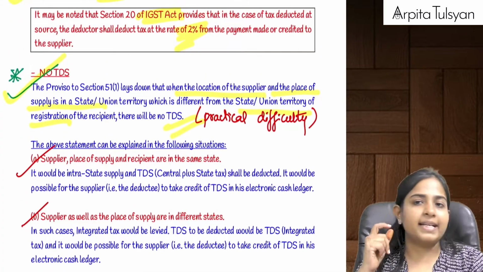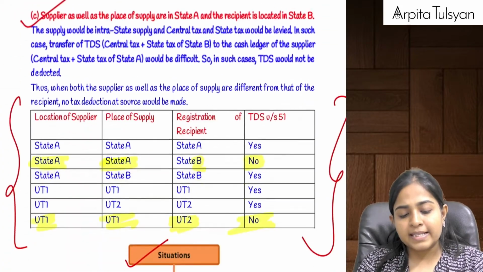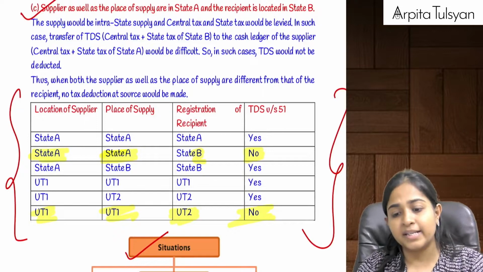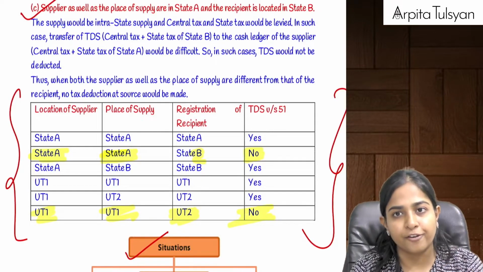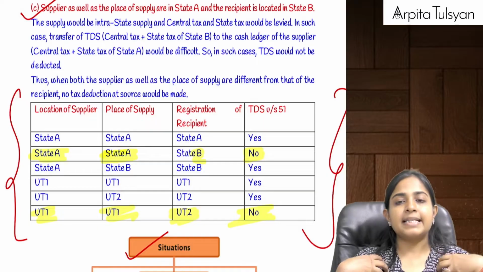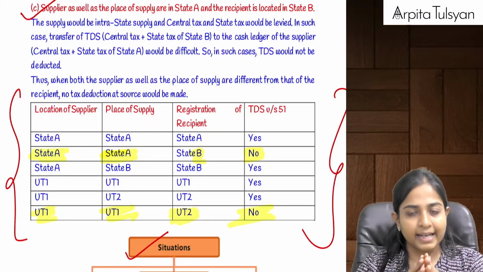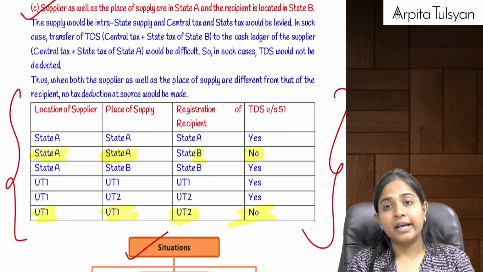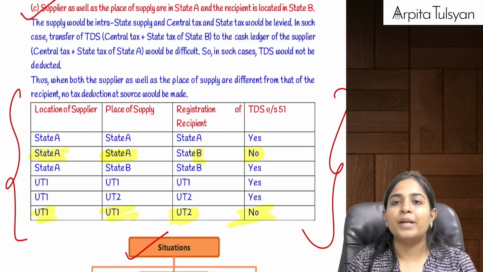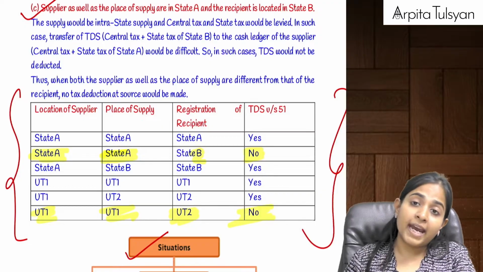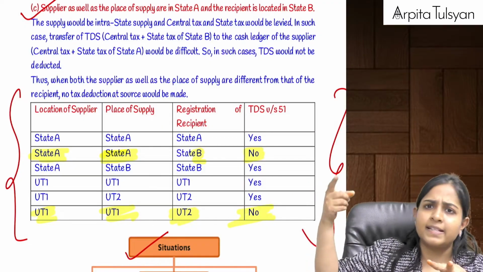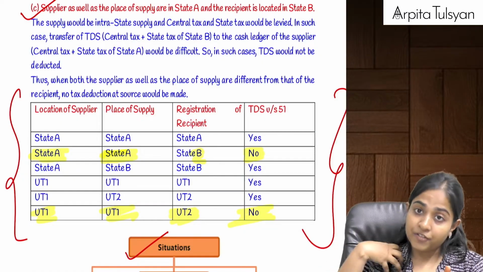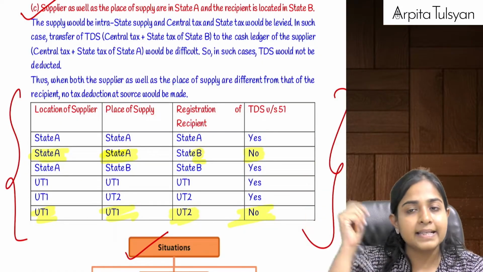Okay, one more exception which is coming up here. Now they say that there is one more case where no TDS is required to be deducted even if the above pointers are fulfilled. Let's say the supplier is situated in Maharashtra, in our state, and the place of supply is also in Maharashtra, but the location of the recipient is, for example, Delhi. Supplier Maharashtra, place of supply Maharashtra, recipient in Delhi.